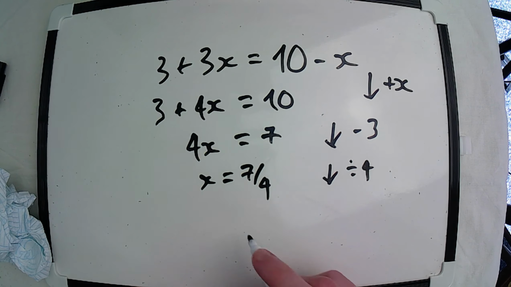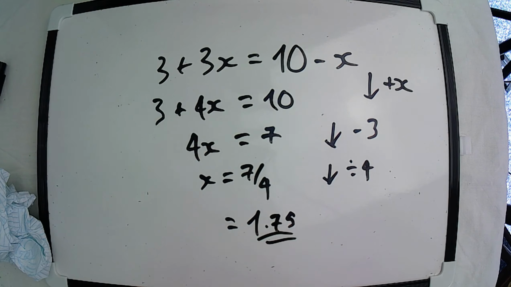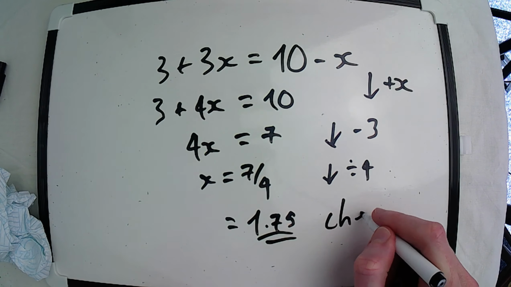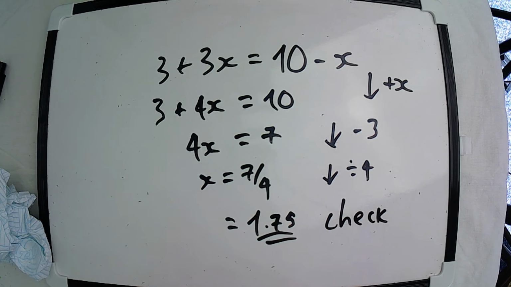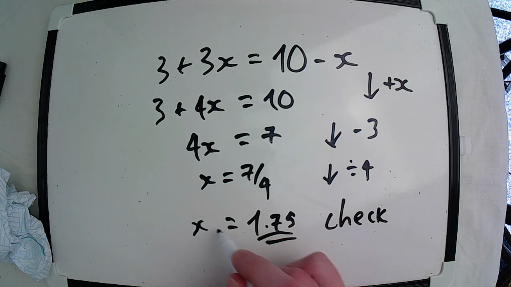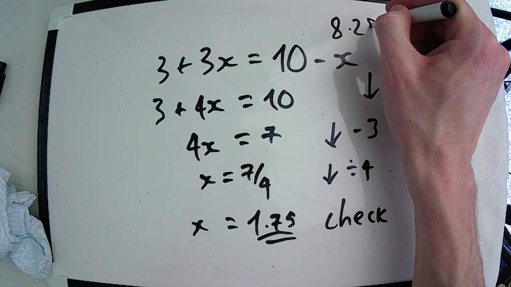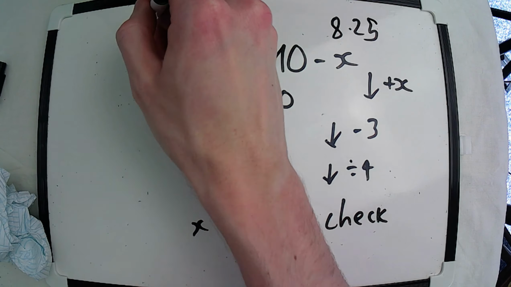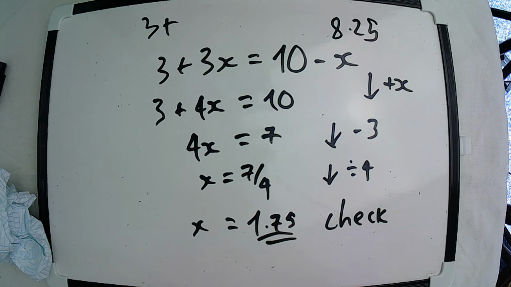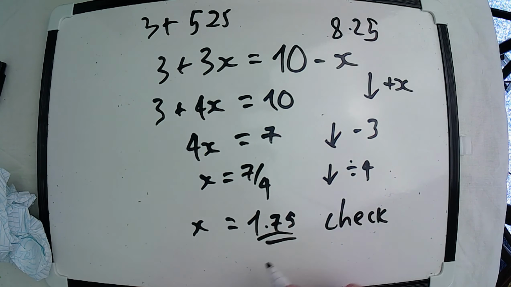And that answer is acceptable as a fraction, or you might want to put it as 1.75. Both are good. And remember, let's check in our original equation. Here, decimals may be easier. 10 subtract 1.75 equals 8.25. 3 plus 3 lots of 1.75, a little bit harder, is 5.25, which also equals 8.25. Give it the double tick.